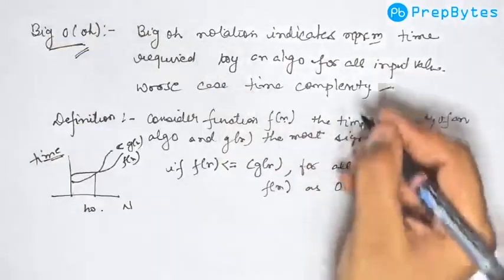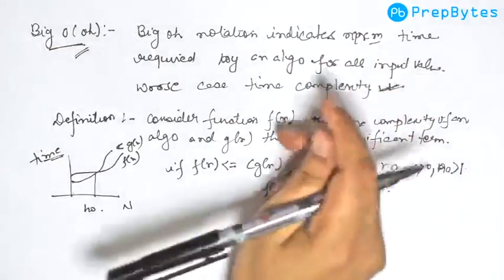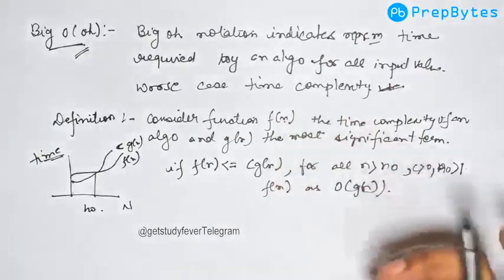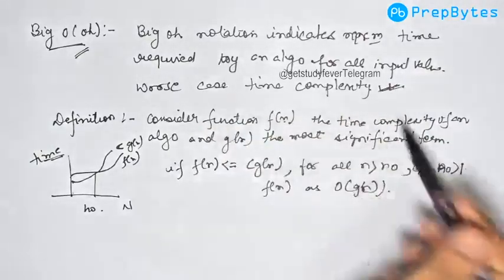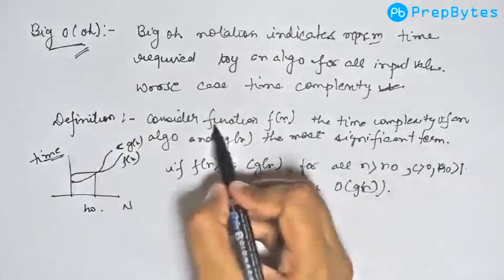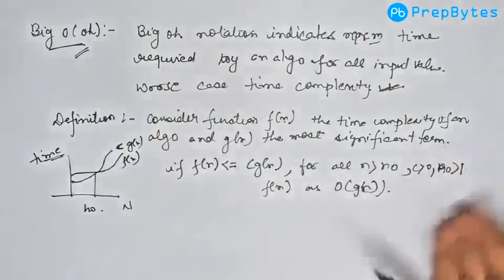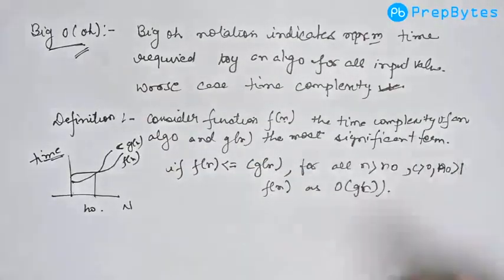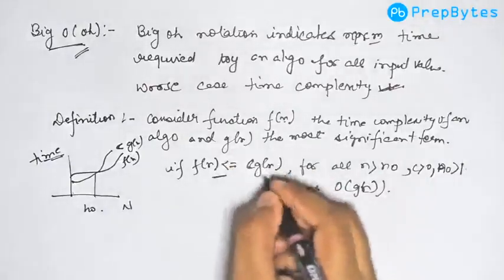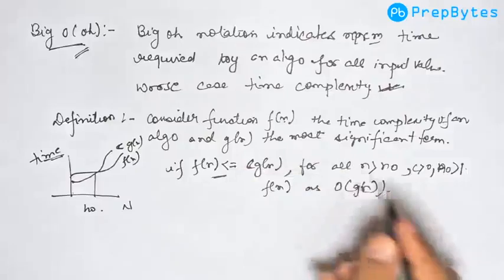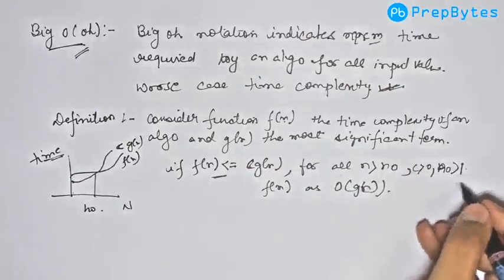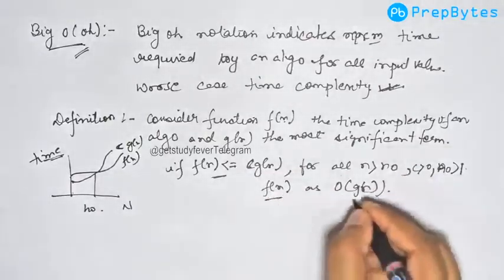So big O notation corresponds to worst case time complexity, or the maximum amount of time that can be taken by a program for all the inputs. And we also have a mathematical definition for big O notation. It says, consider function f(n) the time complexity of an algorithm and g(n) the more significant term. If some constant c multiplied with g(n) is always greater than f(n) for all n greater than n naught, c greater than 0, and n naught greater than 1, then we can write f(n) as O of g(n).